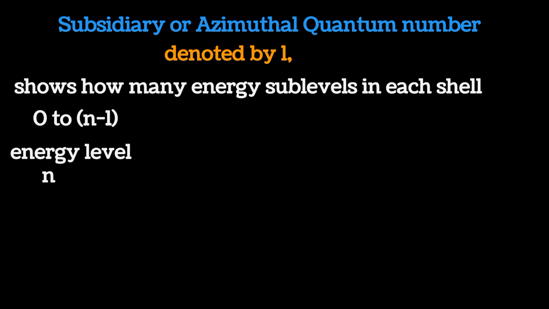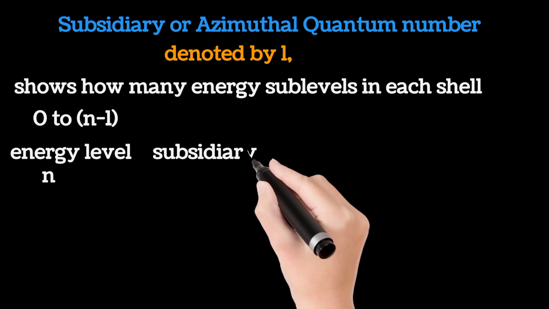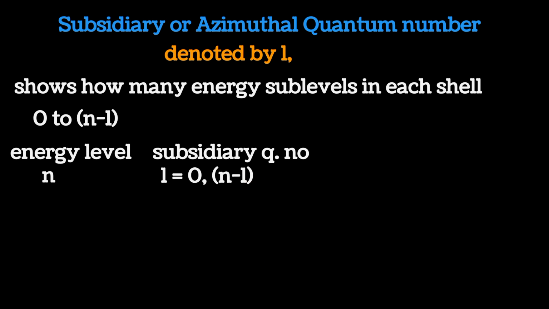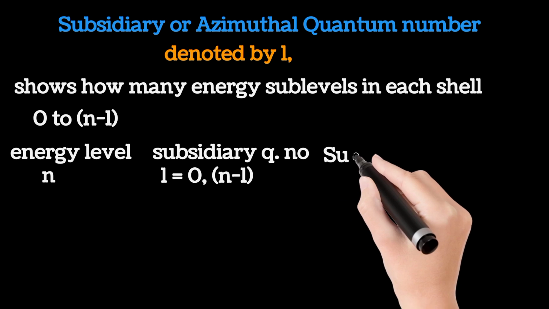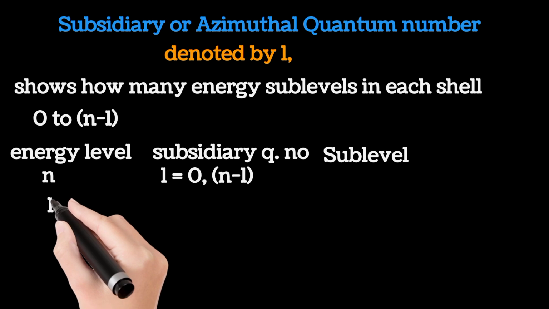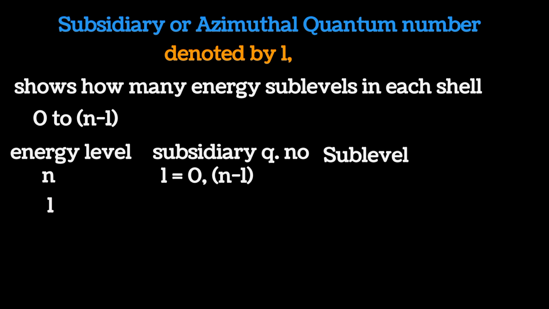Now given the energy level n, if we have another quantum number, the subsidiary quantum number L, taking values from 0 to n minus 1, then we can have our sublevels. So when n is equal to 1, our subsidiary quantum number will be what? We take values from 0 to n minus 1, and 1 minus 1 is 0. So the first subsidiary quantum number is going to be what?